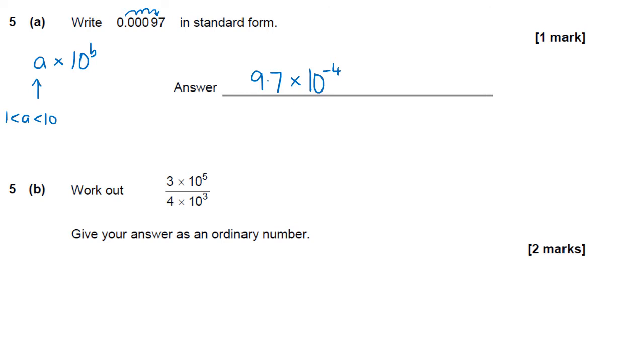5b, work out this ratio as an ordinary number. Well, we can just split it up into the different parts. So 3 over 4 is 0.75. And 10 to the 5 divided by 10 to the 3, well, if we divide in powers, then we subtract. So 10 to the power of 5 minus 3, which is 2. So we've got 0.75 times 10 to the power of 2, which is 100. So 0.75 times 100 is just 75.